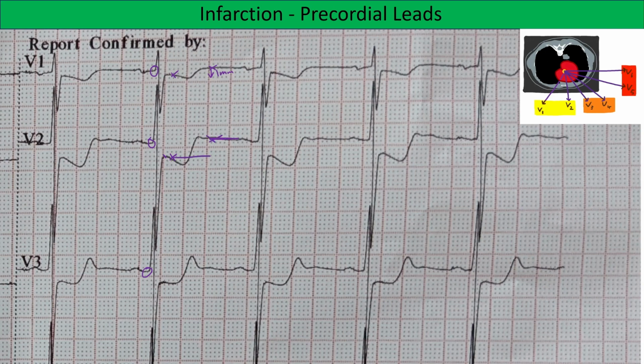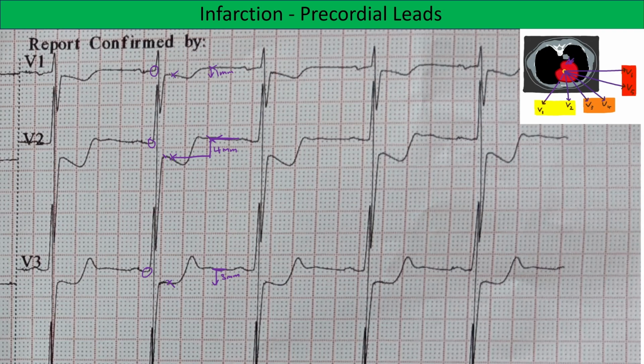We see that this is about, again, 4 millimeters of ST depression in V2. In V3, J point is there, so we measure from there. Again, that's probably about 3 millimeters of ST depression. So we have ST depression in V2 and V3, no Q waves. Now, this is an ST elevation.